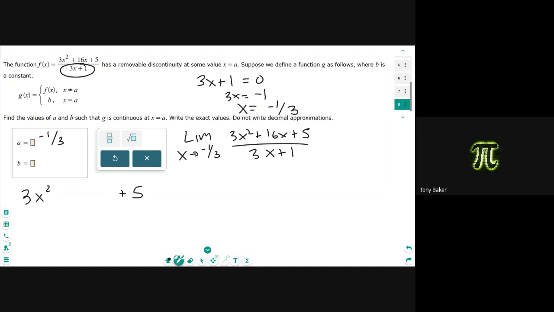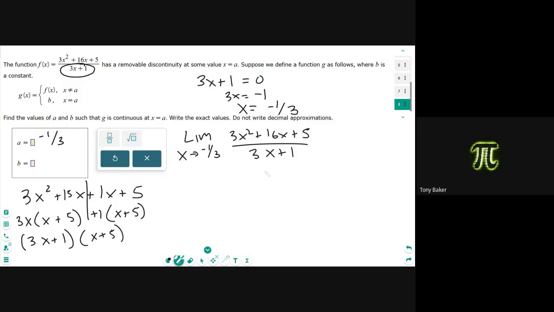This one's pretty easy. 15 and 1. I'm going to show you another way to do this in a minute. So we can pull out the 3 and an x on this side, and I'm left with x plus 5. I pull out the 1 on this side, I'm left with x plus 5. It's 1, x plus 5. So that means the 3x plus 1s will cancel out. That means that is x plus 5.